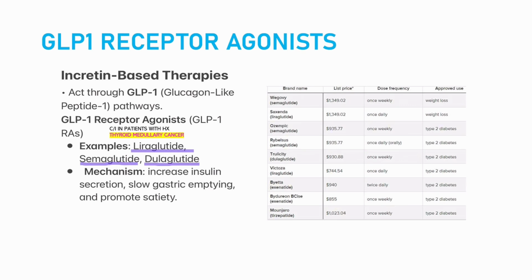And their disadvantages are that anytime the GI system is involved, there is nausea and vomiting and diarrhea. And then these medications are mostly injectable, and they are expensive, especially if you don't have insurance or the insurance doesn't cover. And then we have to titrate the dose. And it is contraindicated in patients with a history of medullary thyroid cancer, and also there is a risk of pancreatitis.